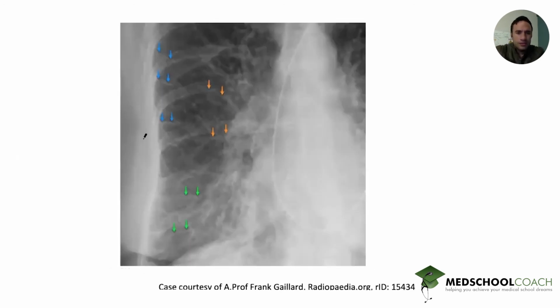Some other features that they might bring up are the Kerley B lines, which represent interstitial edema that extends to the pleural wall. We have the Kerley A lines, which arise out of the hilum, represented here by orange. And then we have the Kerley C lines, which are represented by the green arrows. These are a little harder to see, but they do not extend either to the pleural lining, and they don't extend directly from the hilum itself. But all three are indicative of pulmonary edema.